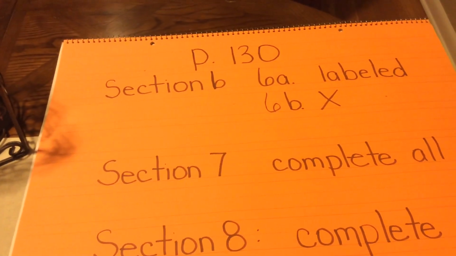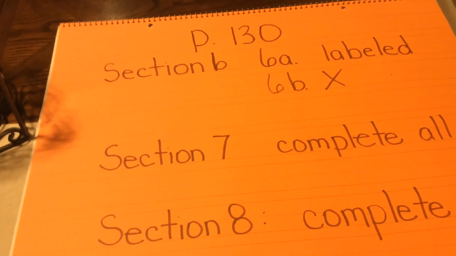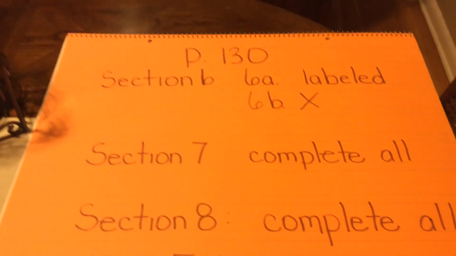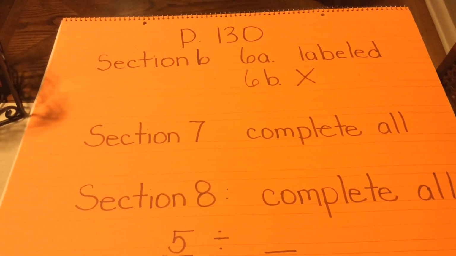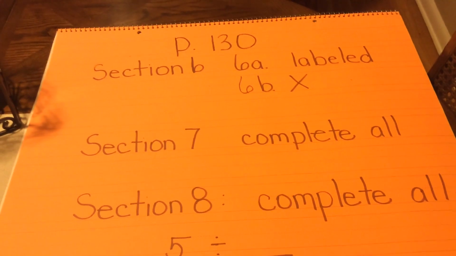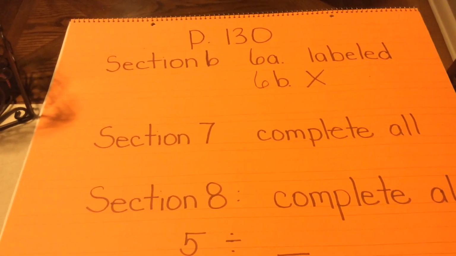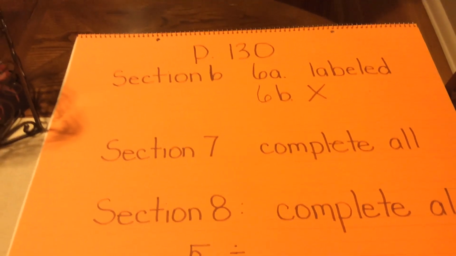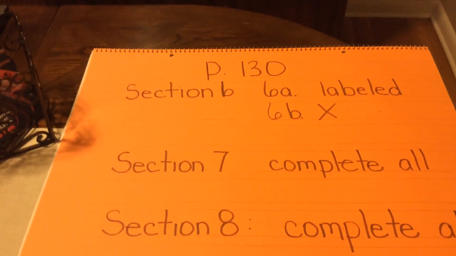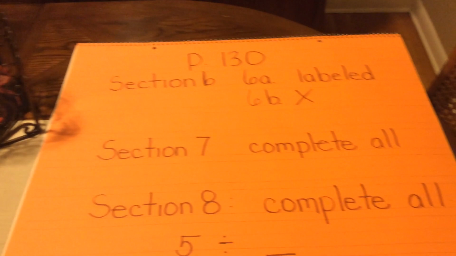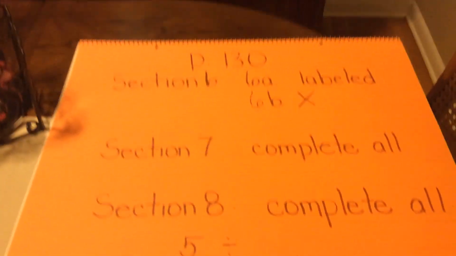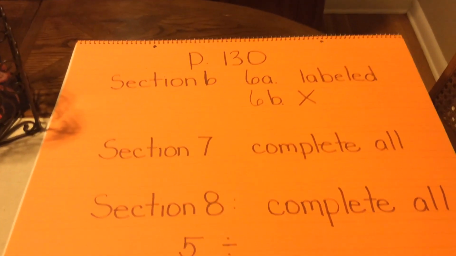We are back on page 130. That's where we were on Tuesday when we were talking. Section 6, and I would just want to review what we should have done so far. Section 6, 6A, should have been completed and labeled. Please make sure that it's labeled.